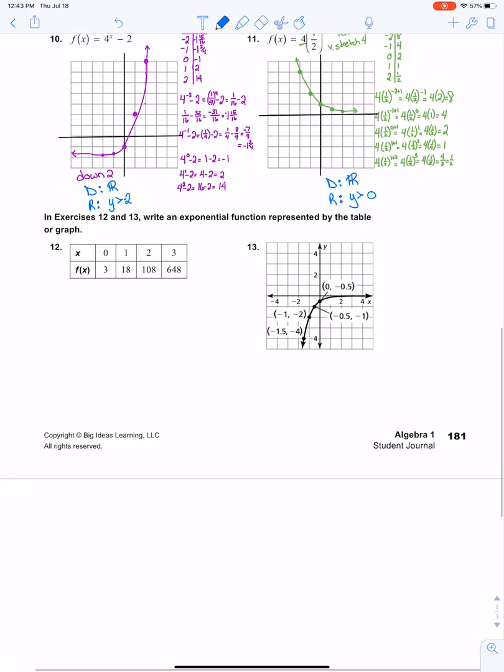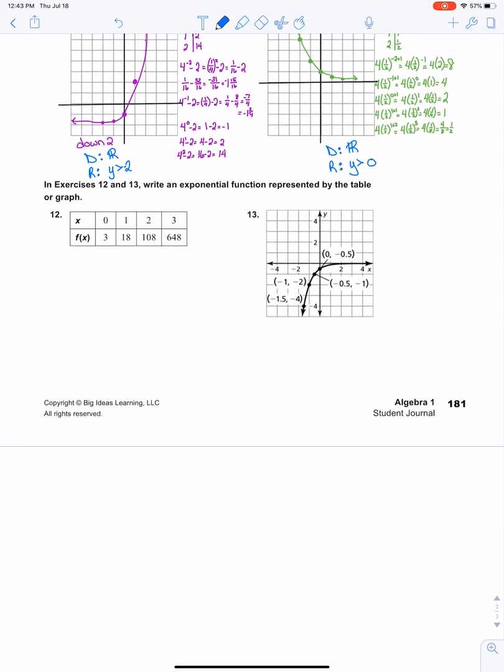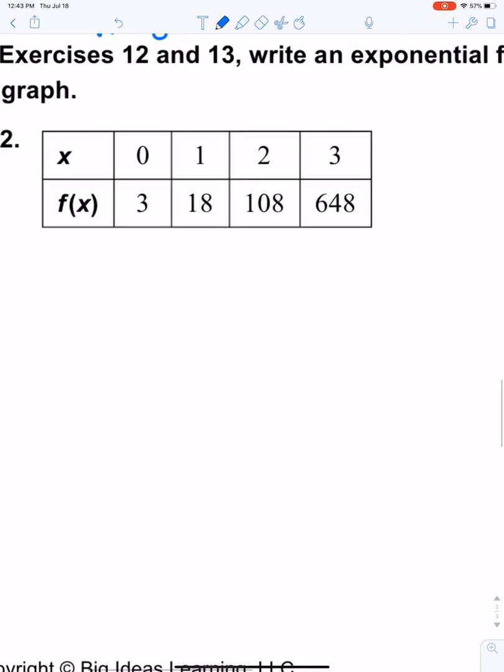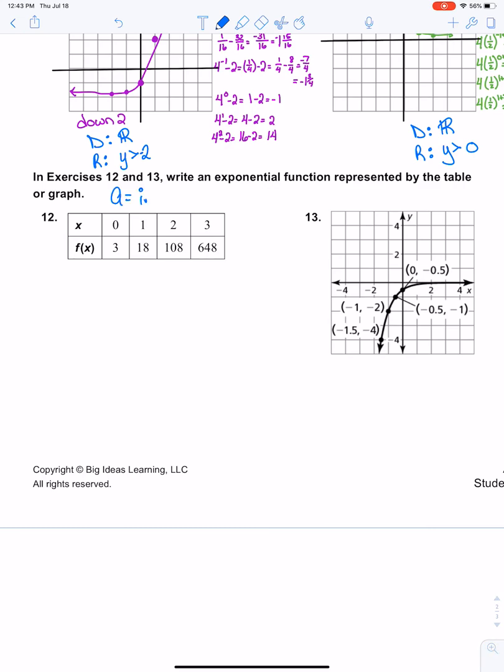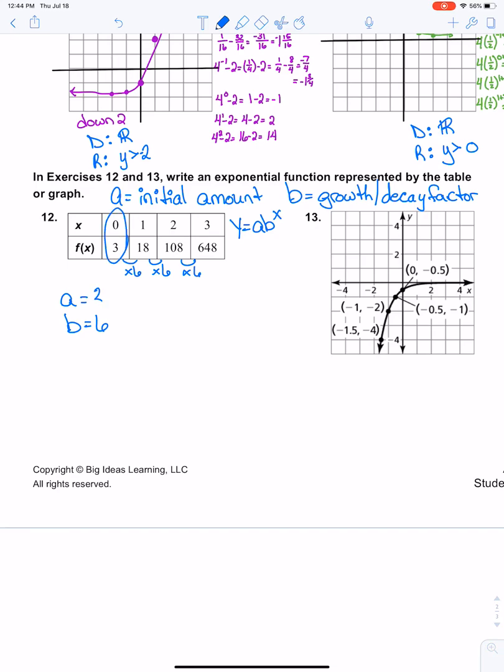Okay, now parts 12 and 13, they want us to write an exponential function represented by the table or the graph. Okay, so remember the parts of an exponential function are a, the initial amount, and b, growth or decay factor. And the equation is always y equals ab to the x power. So in this case, okay, we are multiplying by 6 each time. Okay, so our growth factor here is 6. Our initial amount is where x is 0, so that's at 3. So our equation should read y is equal to 3 times 6 to the x power. Okay?